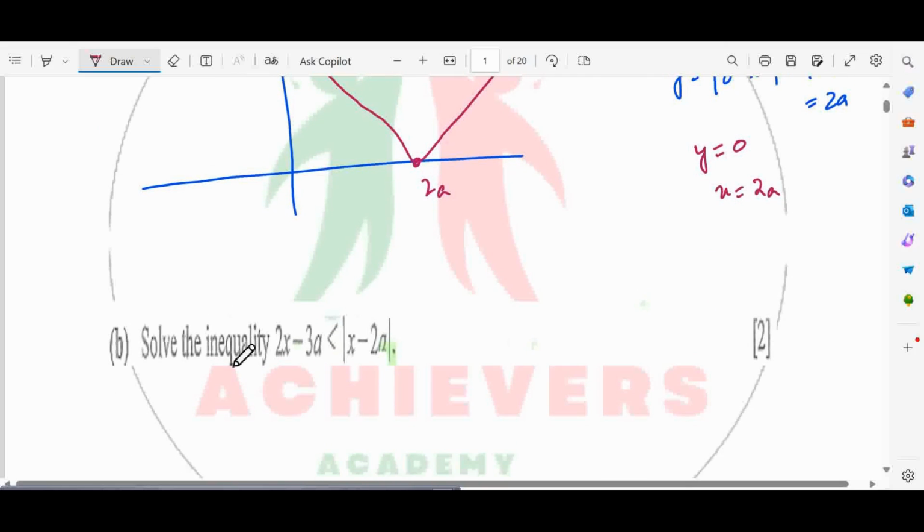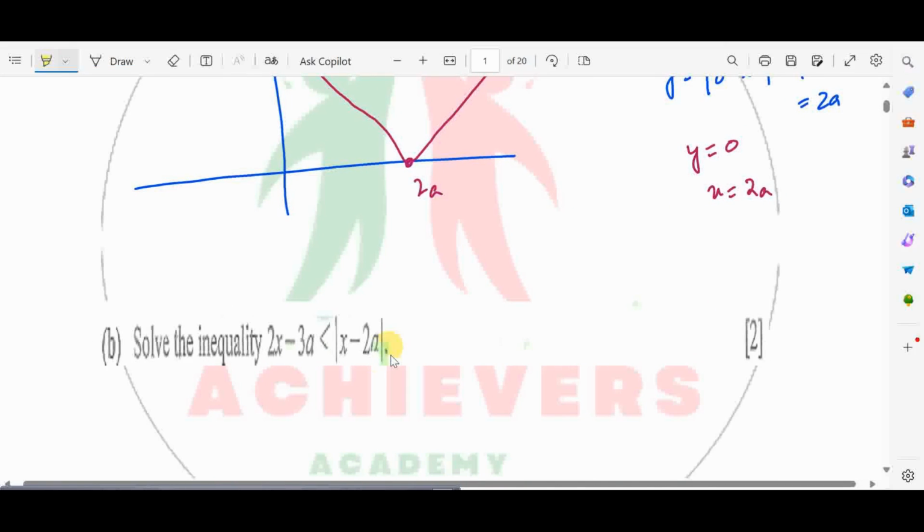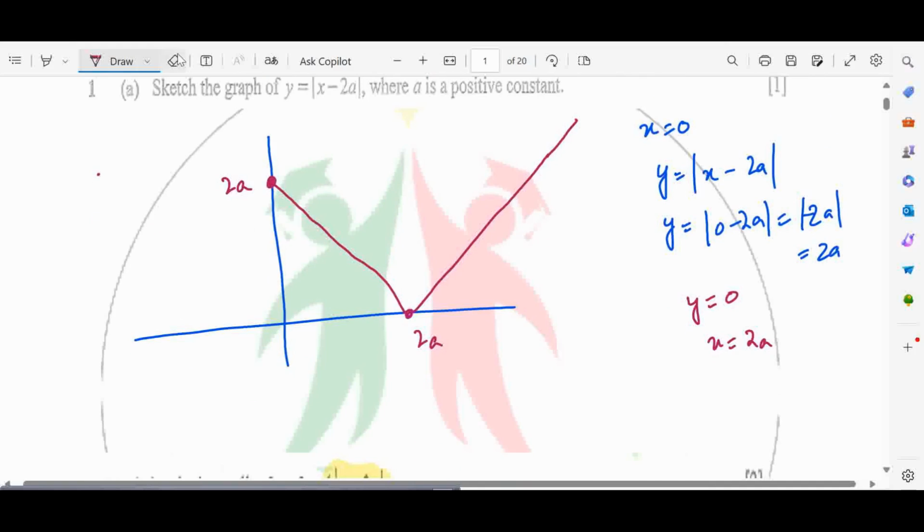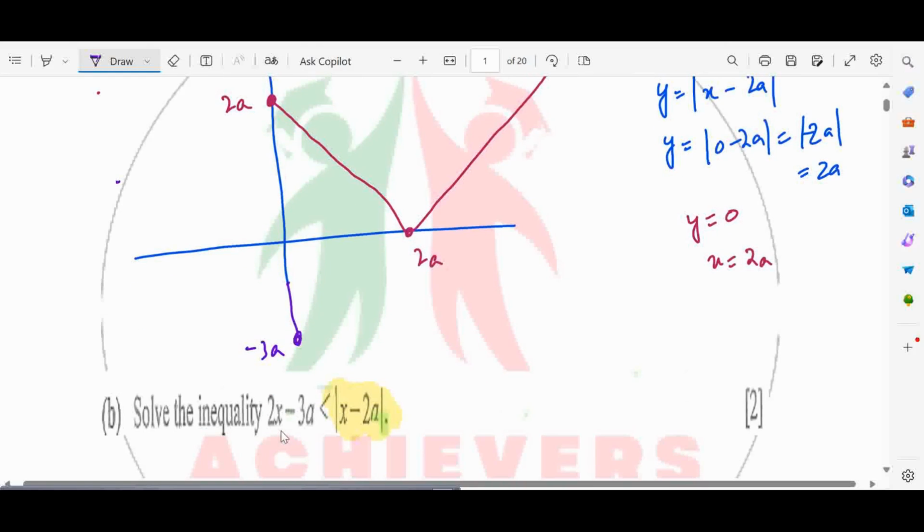Now for the inequality, we have already plotted this one, and now we need to plot 2x minus 3a. If we put x equals 0, what will be the value of y? y will be negative 3a. When x is 0, y will be negative 3a, because the other equation is y equals 2x minus 3a.